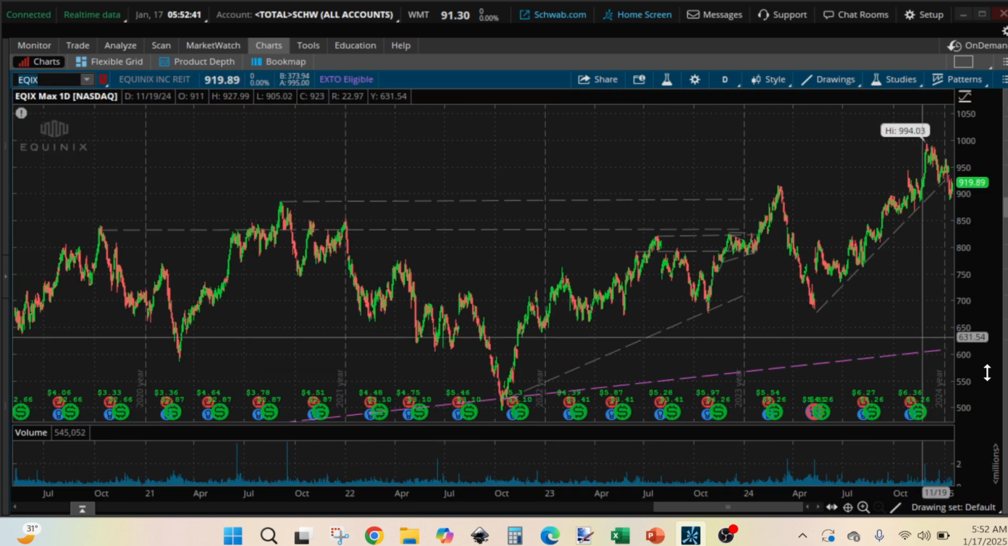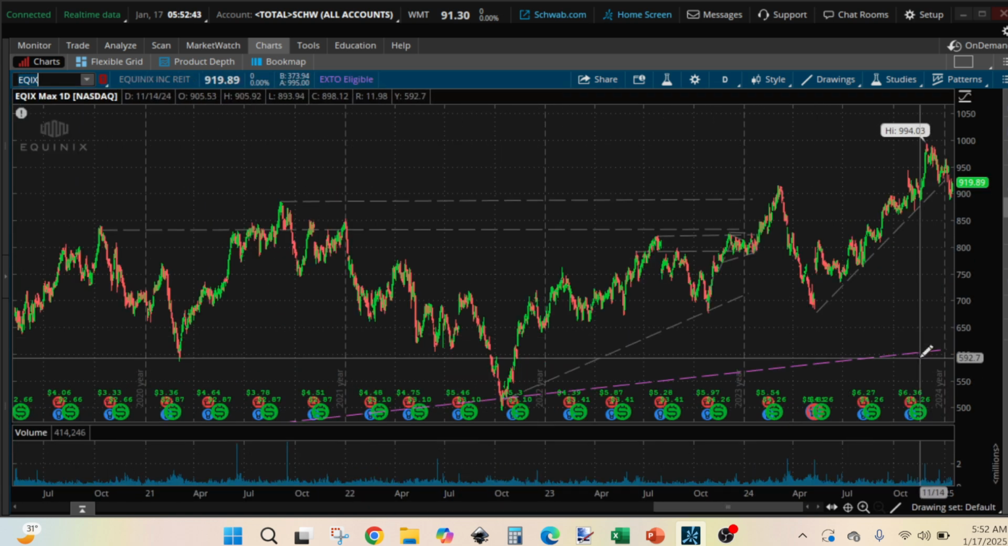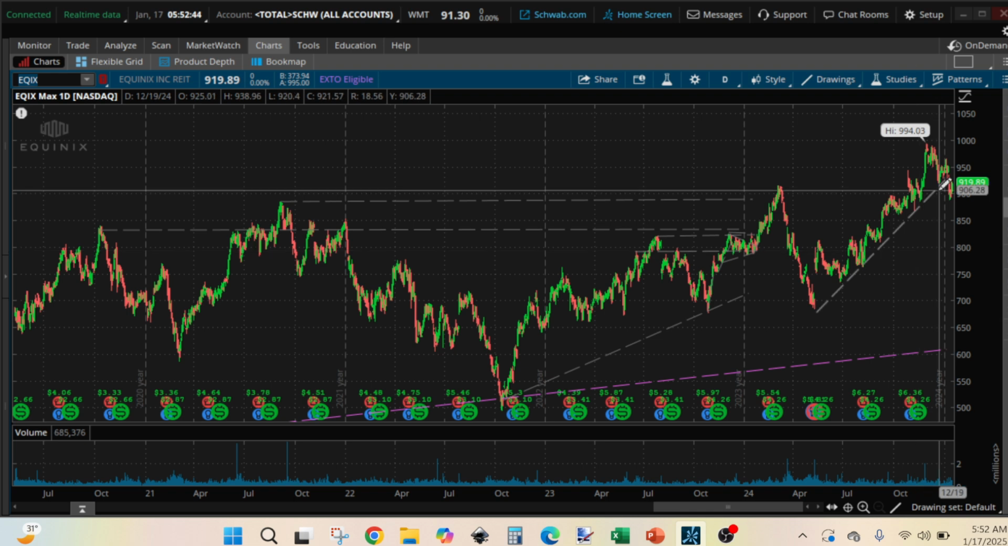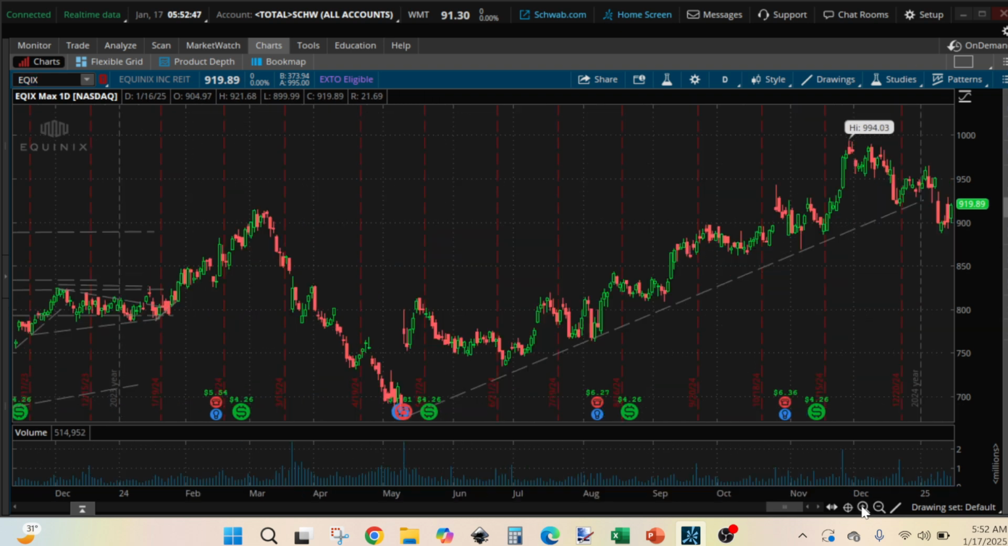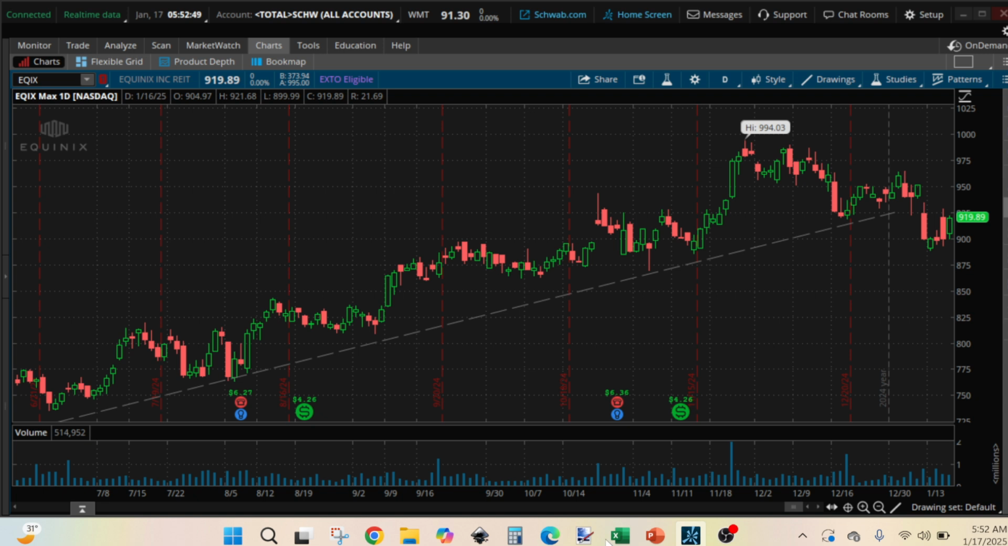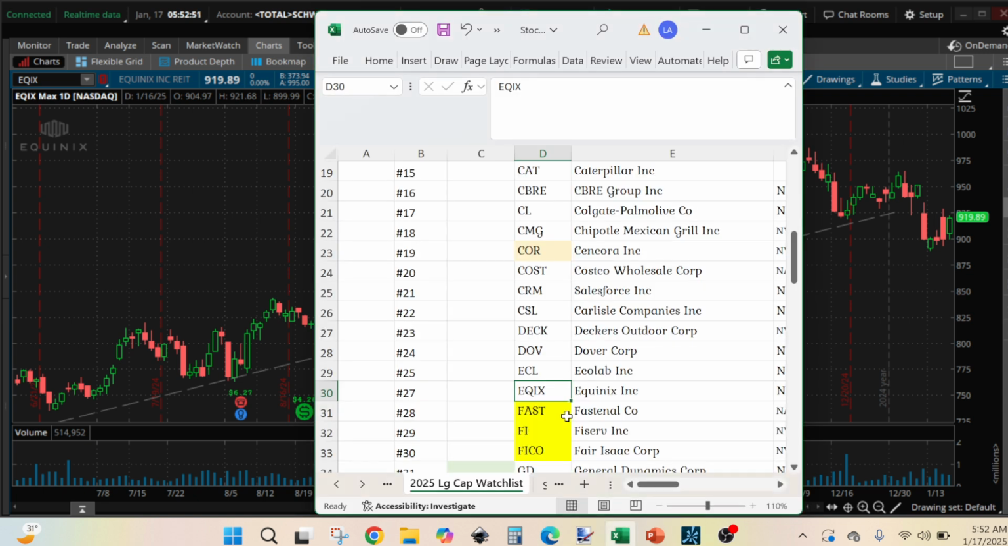EQIX. We like to buy at this trend line. Right now this trend line ended. Yesterday the price went up. We have a green bar there. Those three, we have them in our portfolio.